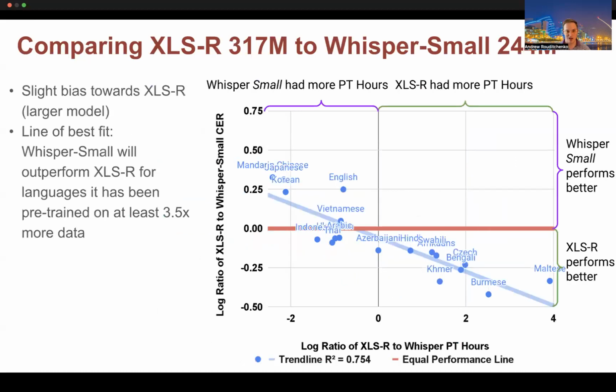And so when we put the line of best fit in the plot, we see that there's a slight bias towards XLSR, which is the larger model. It means that XLSR is performing better most of the time. However, the line of best fit is predicting that Whisper small will outperform XLSR when it's seen at least 3.5 times more data. So that's pretty useful as a predictive tool.